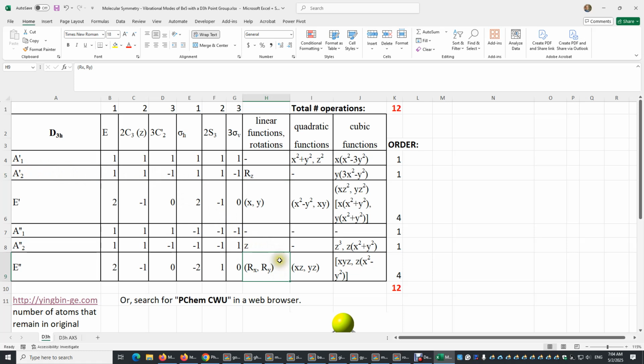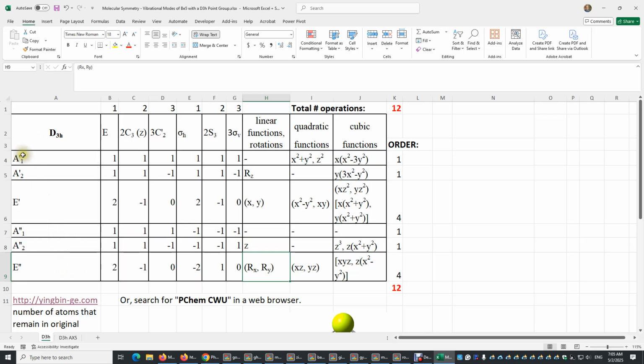And then we have doubly degenerate motions, R sub X, R sub Y, this is E double prime symmetry, or E double prime irreducible representation. Alright, so that's pretty much it.